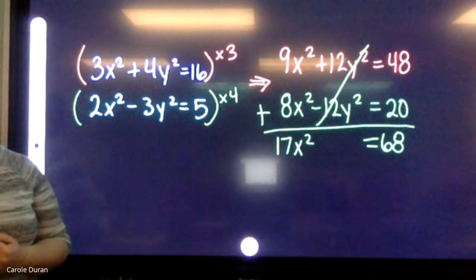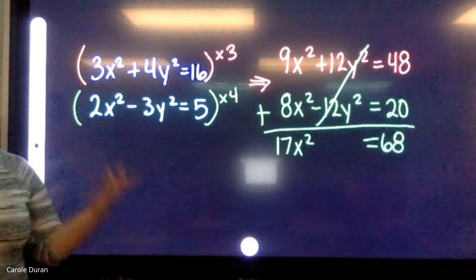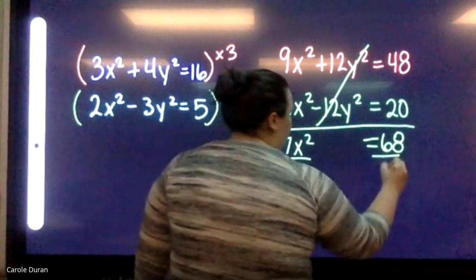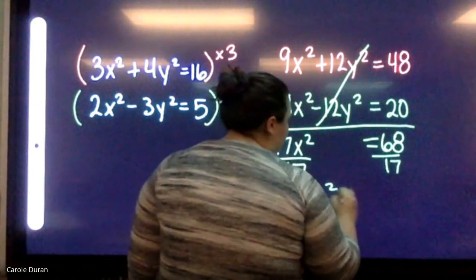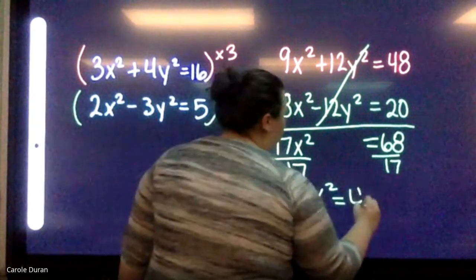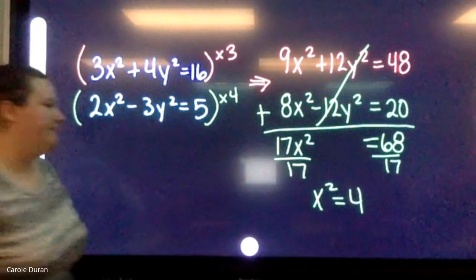So what am I going to do first to get x by itself? Divide each side by 17. So when I do, I get that x squared is equal to what? 4. And then I do what? Square root it, and I get x is equal to what?